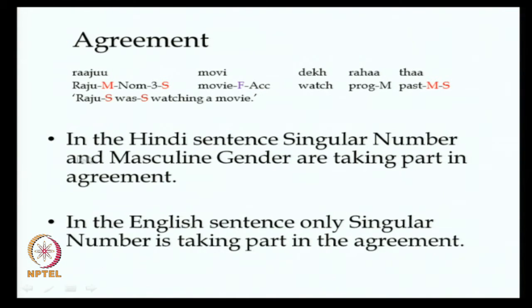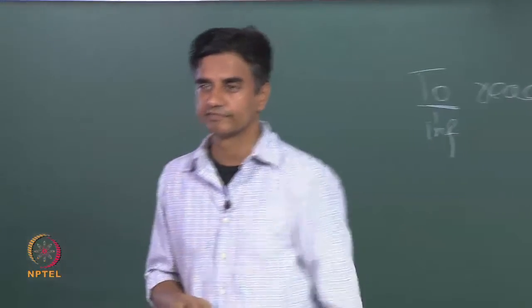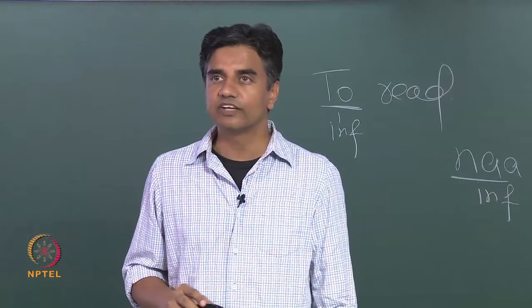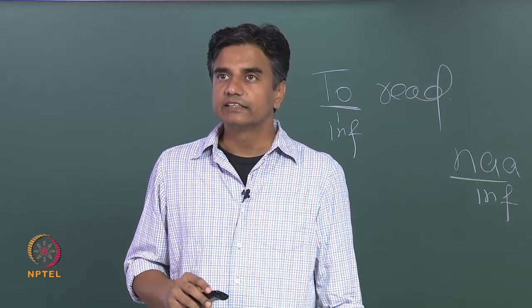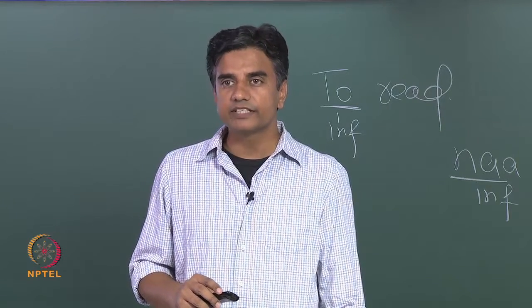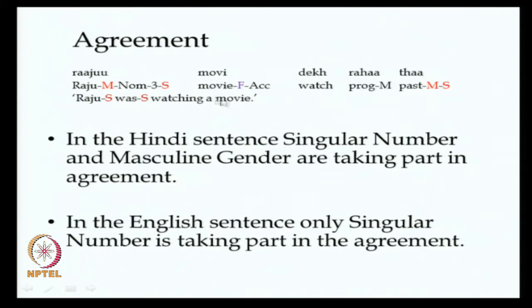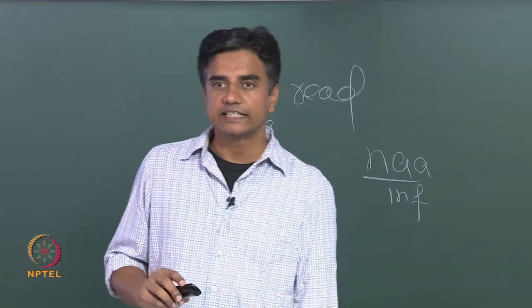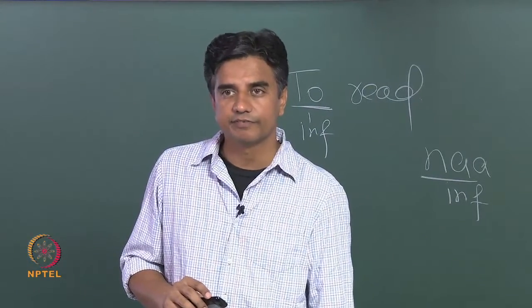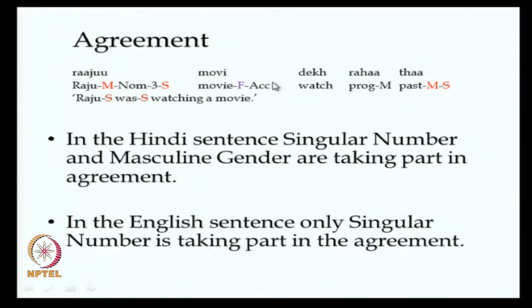Now, we see some of the features activated on these components. Raju has masculine gender, nominative case, and it's third person singular. Is this aspect making sense? Masculine noun shouldn't be difficult. Singular number should not be difficult. It's third person, and because it's in the subject position, it's nominative case. Movie, as a Hindi word, has feminine gender and accusative case.